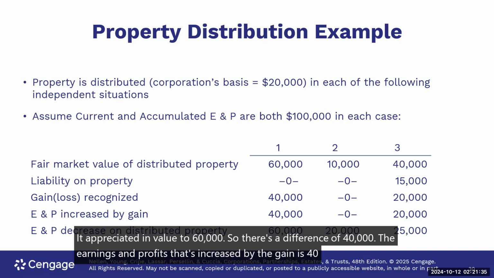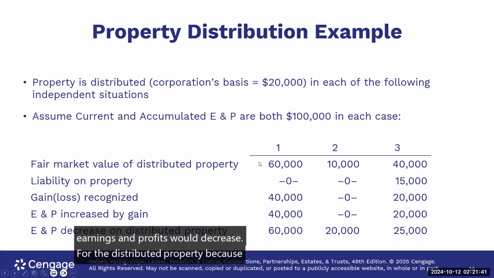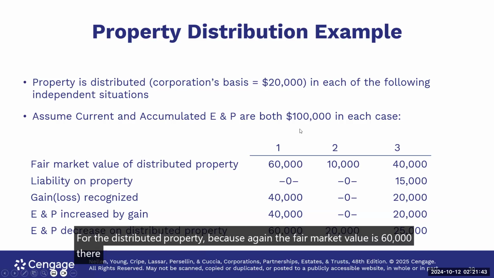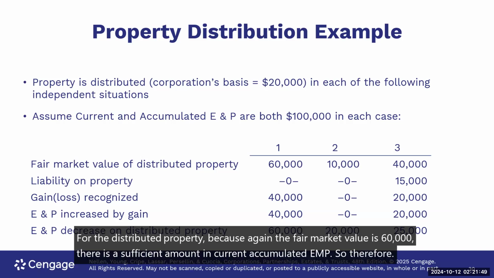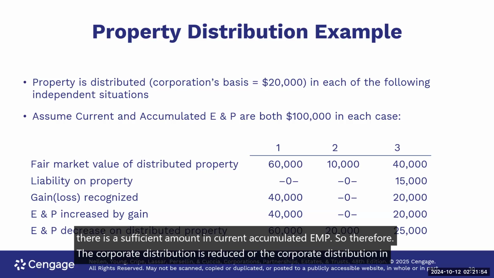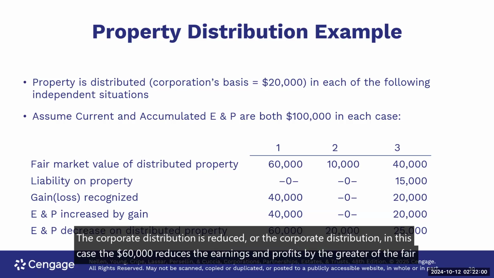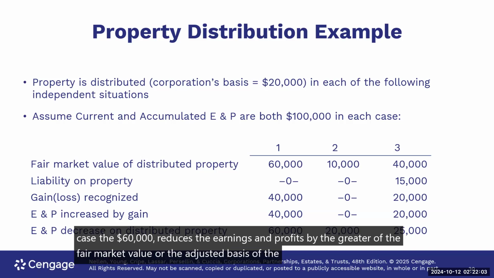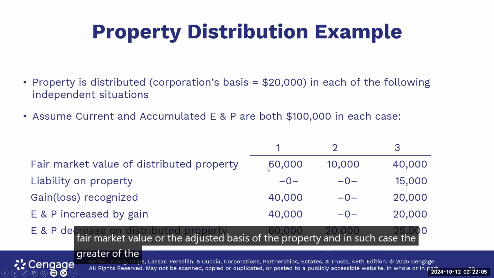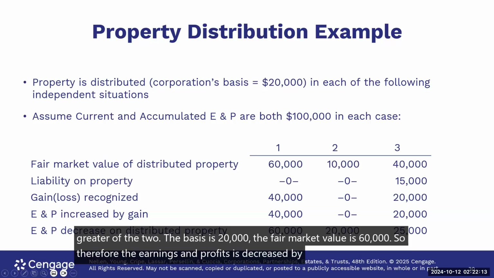And the earnings and profits would decrease for the distributed property because, again, the fair market value is 60,000. There's a sufficient amount in current accumulated E&P. So therefore, the corporate distribution, in this case the $60,000, reduces the earnings and profits by the greater of the fair market value or the adjusted basis of the property. And in such case, the basis is 20,000, the fair market value is 60,000. So therefore, the earnings and profits is decreased by the greater of the two.